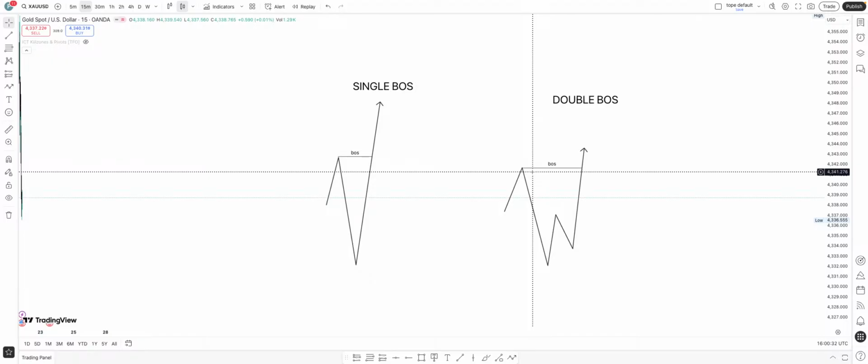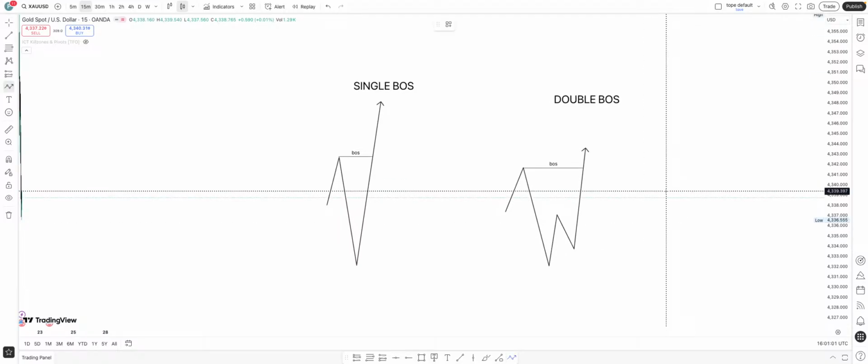Yes, we can have a triple. Sometimes we can have a mini break of structure inside the market. But the key that's going to give you the knowledge to know all the breaks is this: if you can successfully identify the single break of structure and the double break of structure, you will be able to understand the science behind the triple break of structure. Let me just do an example of the triple break of structure.